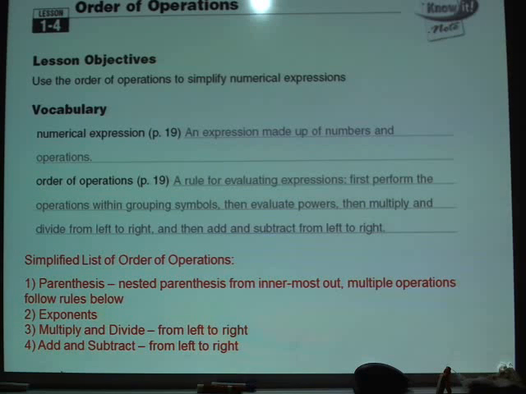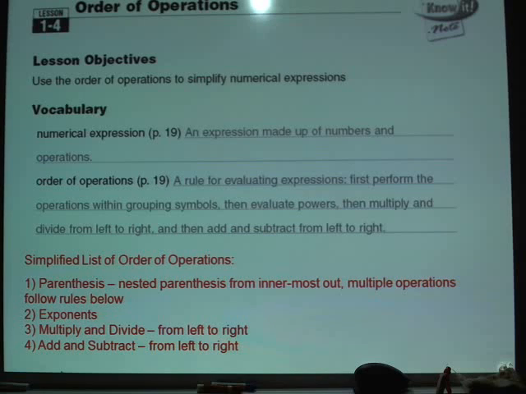So, let's take a look at the definitions that accompany our discussion of order of operations here. We have numerical expression. That's an expression made up of numbers and operations. Order of operations, a rule for evaluating expressions. First perform the operations within grouping symbols, then evaluate powers, then multiply and divide from left to right, then add and subtract from left to right.